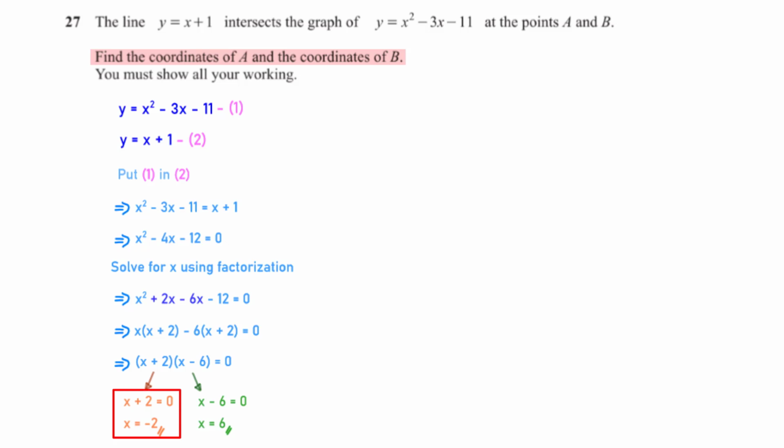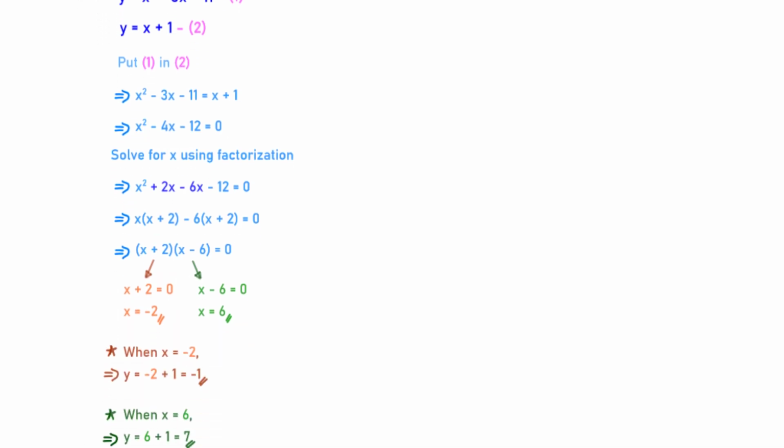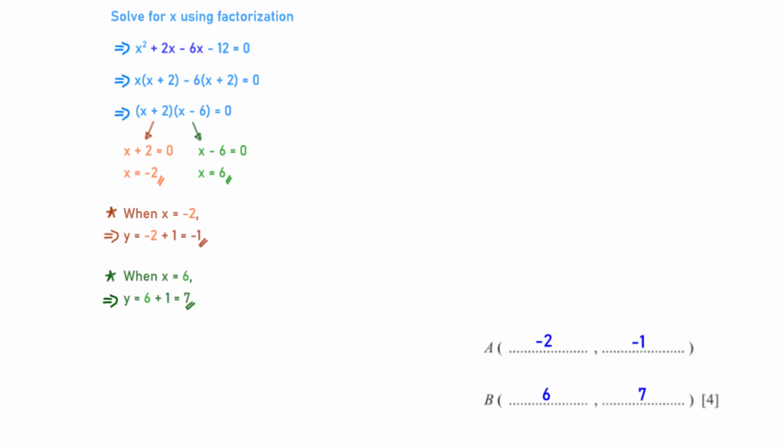When we equate x plus 2 to 0, we get x equals negative 2. And when we equate x minus 6 to 0, we get x equals 6. So now we can plug in the x values into any of the equations to get the y values. Let's pick equation 2. When x equals negative 2, y equals negative 2 plus 1, which is equal to negative 1. When x equals 6, y equals 6 plus 1, which is equal to 7.